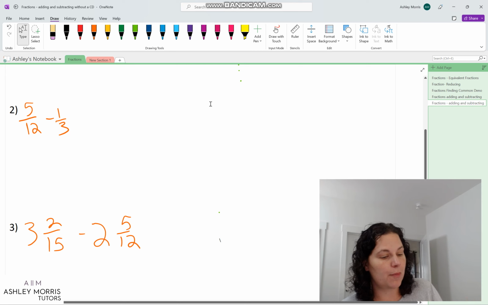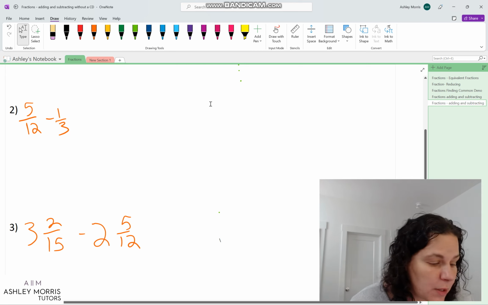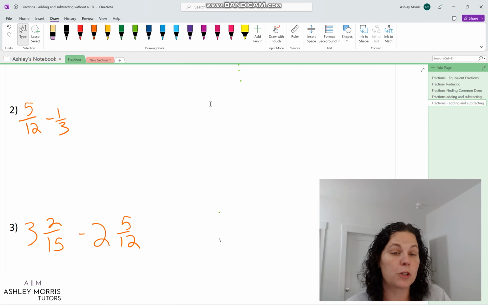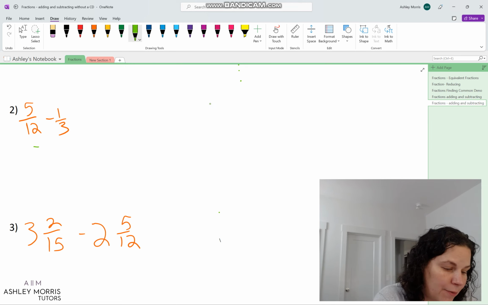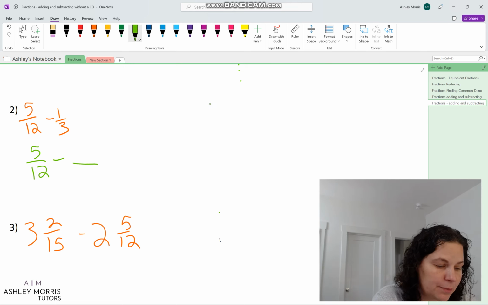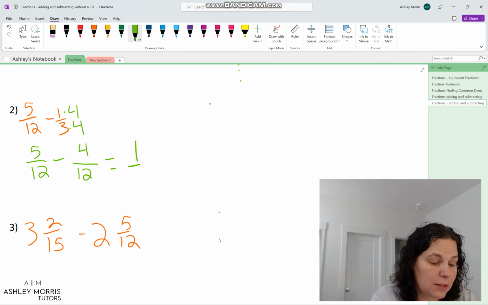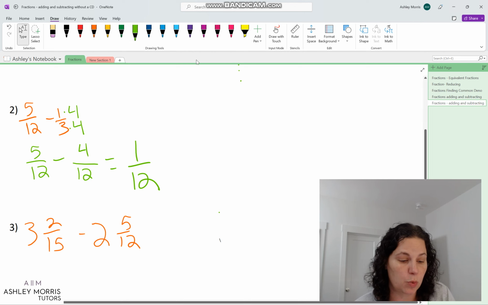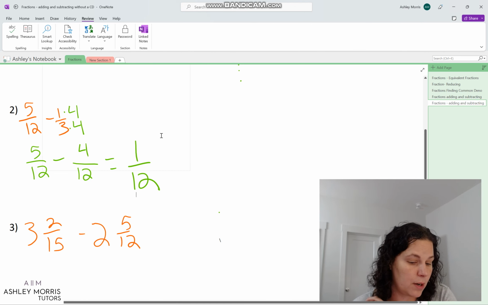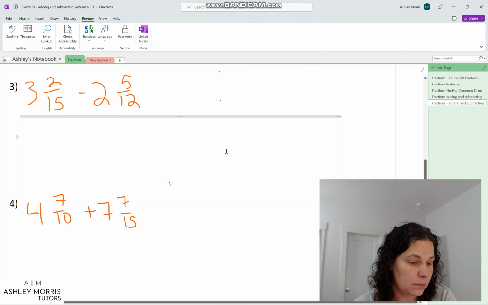5 over 12 minus 1 over 3. For this one, the common denominator is going to be 12. So 5 over 12, we don't need to change that. 3 becomes a 12 because I multiplied by 4. 1 times 4 is 4. Subtract the top, leave the bottom alone. We get 1 over 12.